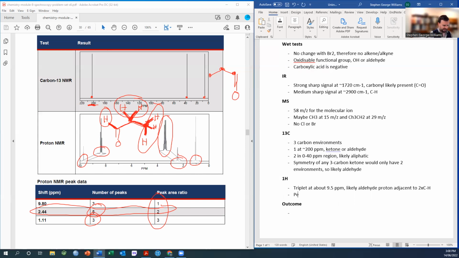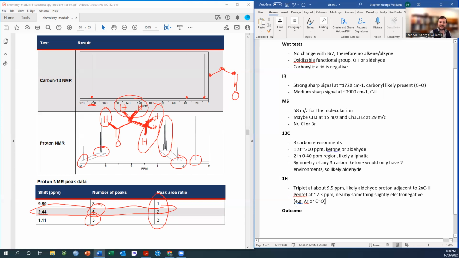I see that I have a pentet at approximately 2.3-ish ppm, near something slightly electronegative. With a little bit of electron withdrawal, e.g. an aromatic group or a carbonyl. Either of those are a little bit electron withdrawing, and it can explain that low 2 result.